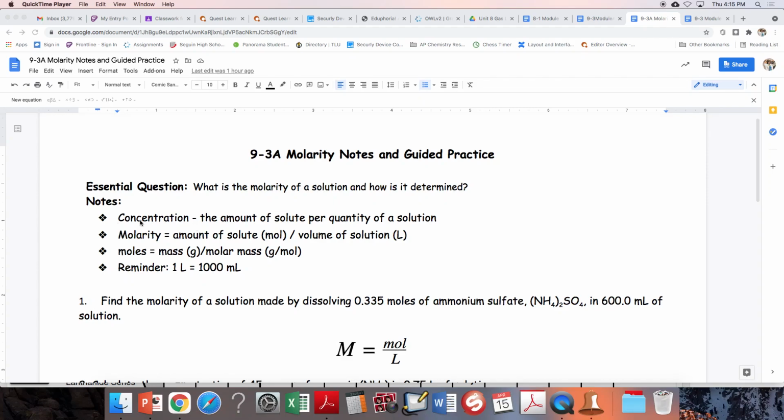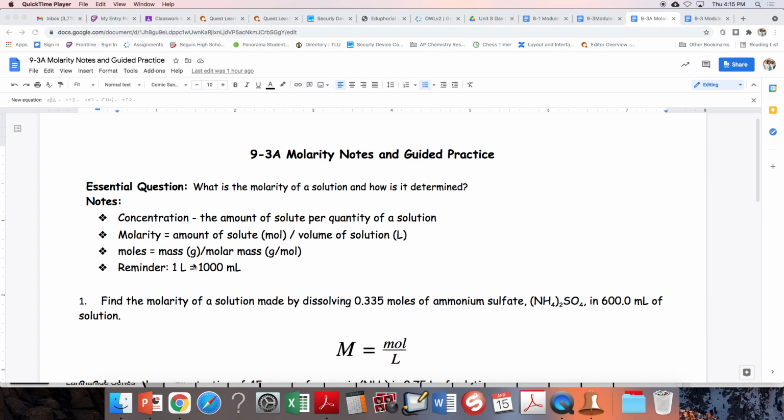A measure of concentration, and concentration is the amount of solute per quantity of a solution. There are lots of ways actually to measure concentration. You could have grams per liter, you can have grams per kilogram, which gets into some weird stuff. You can have percentages, but for the sake of chemistry, we focus on molarity. Molarity is the amount of solute in moles per volume of solution in liters, which gets into some nice stuff where we can use this in stoichiometry.